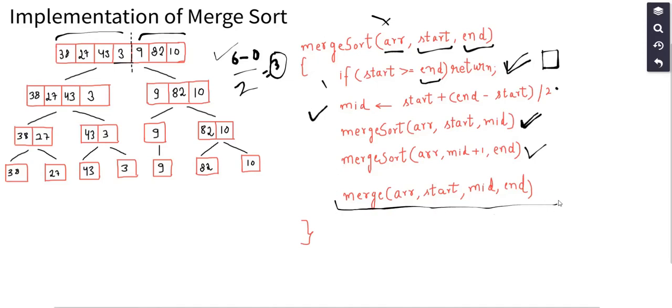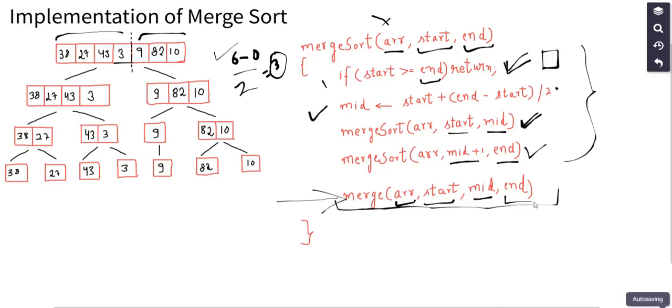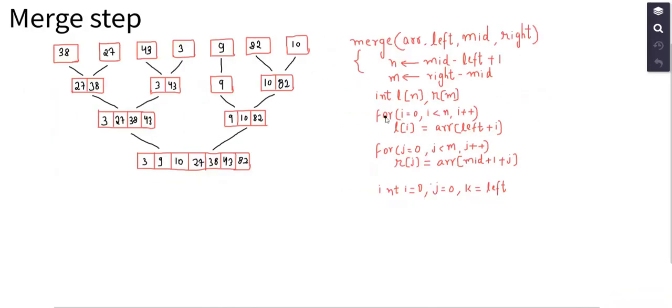What this merge function is doing: up until here we have divided the array at the middle element, and we have a sorted sequence starting from start up until mid, and another sorted sequence starting from mid plus 1 ending at the end index. And we want to combine these two sorted sequences. So this is a merging step, and hence we call another function that will merge these two sequences into the original sorted sequence. This function takes in the array, the starting index, the middle index where we have parted the array, and the ending index of the array. So this is how the merge function works.